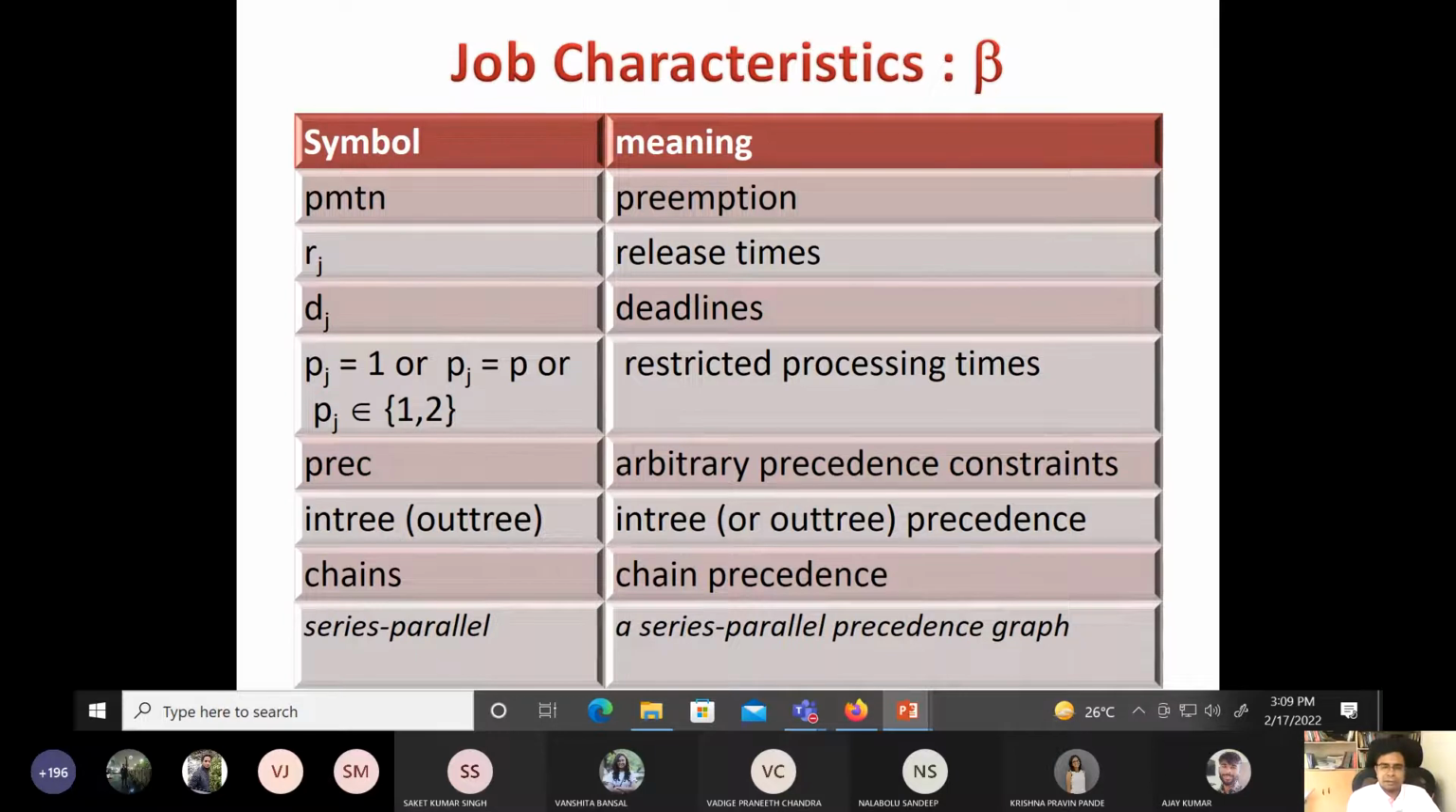And then dependency can be simple precedence constraint, simple tree or chain, or series-parallel. So any kind of precedence constraint can be there. Let's see what kind of precedence constraint.